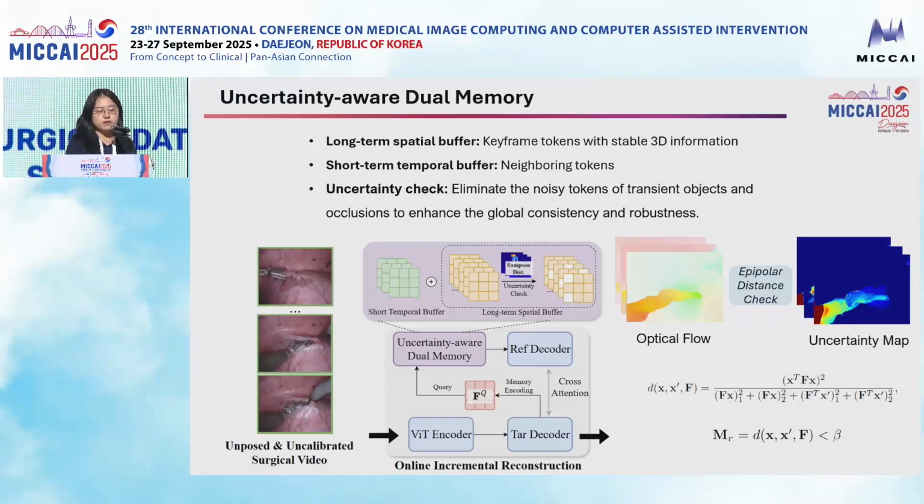However, in this process, we observe that it's not necessary to store all the tokens, like highly dynamic tokens, the regions with tools, in our memory buffer, which will influence the accuracy. So here we propose an uncertainty-aware dual memory, including both a long-term spatial buffer to save keyframe tokens with stable 3D information, and a short-term temporal buffer to store neighboring frames to maintain temporal consistency. We also have an uncertainty check to eliminate noisy tokens of transient objects and occlusions, and this helps enhance global consistency and robustness.